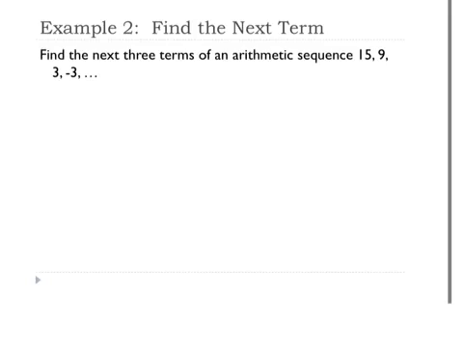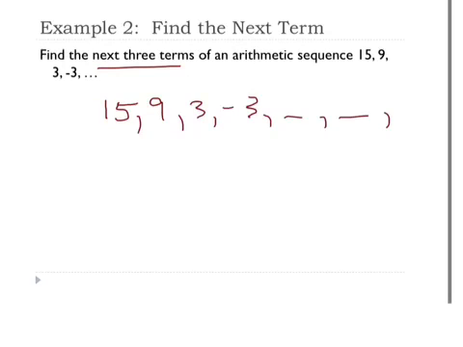In example 2, you're going to find the next term. Here we've got 15, 9, 3, and negative 3. We're going to find the next 3 terms. So sometimes I like to just write that out like that. And what I need to do is first find the common difference. It looks like we're going down by 6. So my common difference is negative 6, and that's consistent.